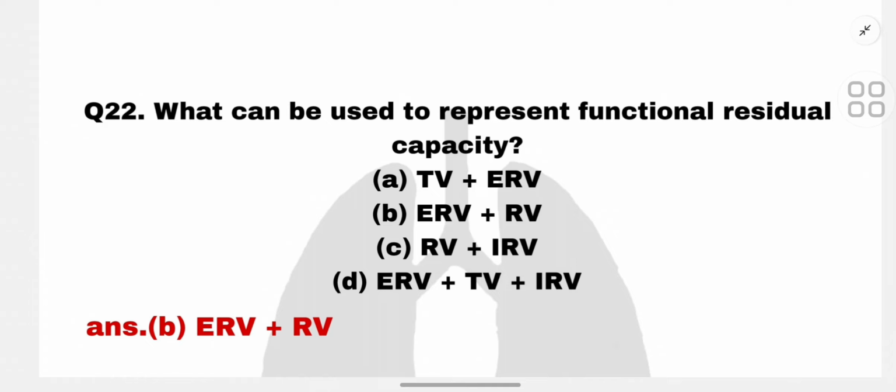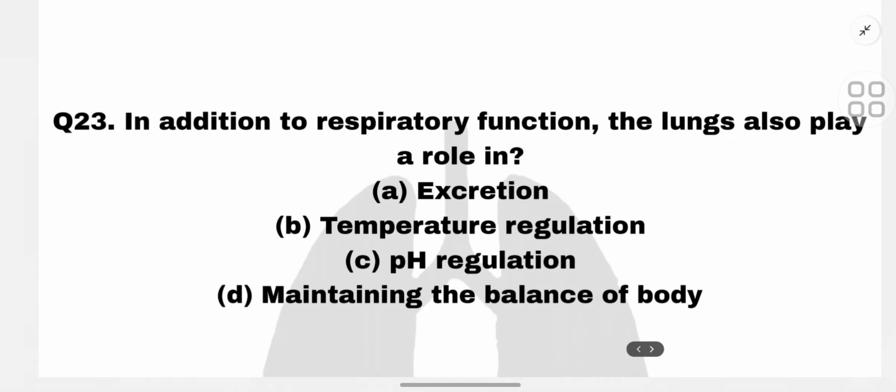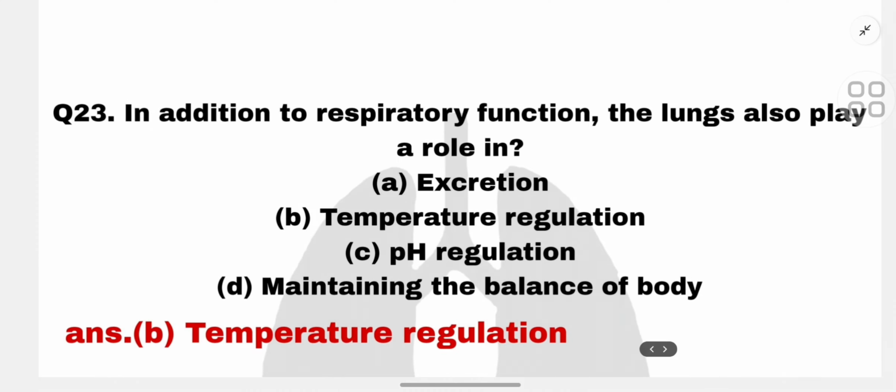ERV plus RV. So the next question is, in addition to respiratory function, the lungs also play a role in A. Excretion. B. Temperature regulation. C. pH regulation. D. Maintaining the balance of our body. So the correct answer is B.